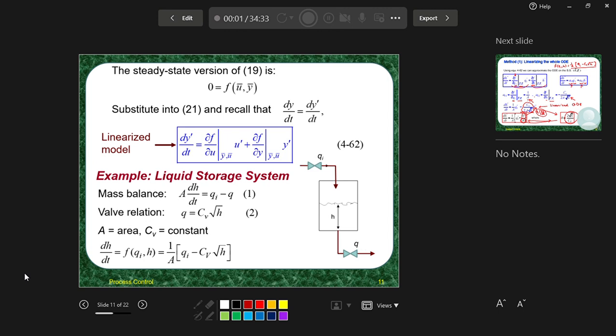So since at steady state the value of the function is equal to 0, and then substituting in the equation, we end up with this definition for the derivative. We replace the derivative with the perturbation variable, and then the final linearized model will be this, in perturbation form. Let's take an example and see how we can linearize a nonlinear model.